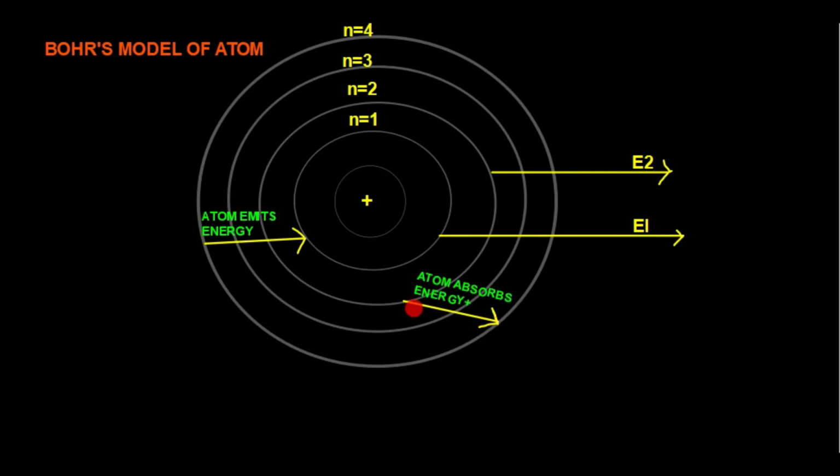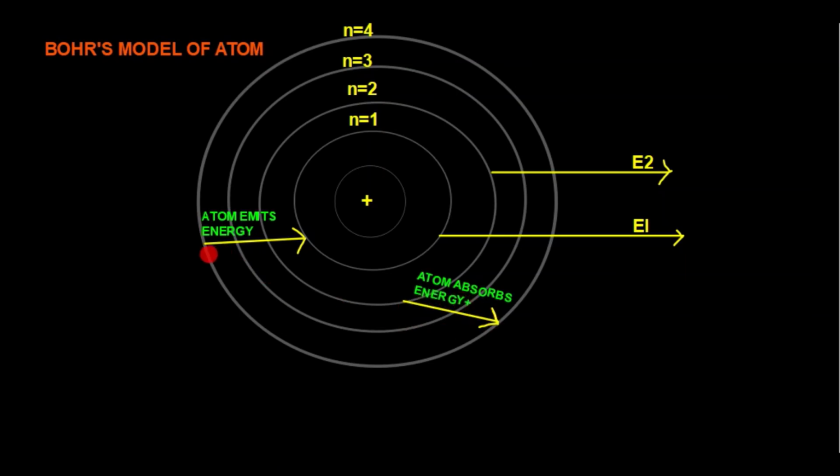When an electron absorbs energy, then it becomes excited. After the absorption of energy, the electron jumps from a lower energy level to a higher energy level. The electron jumps from the second orbit or shell to the fourth orbit or shell after the absorption of energy. So what is the conclusion? The electron after the absorption of energy becomes excited and jumps from a lower energy level to a higher energy level.